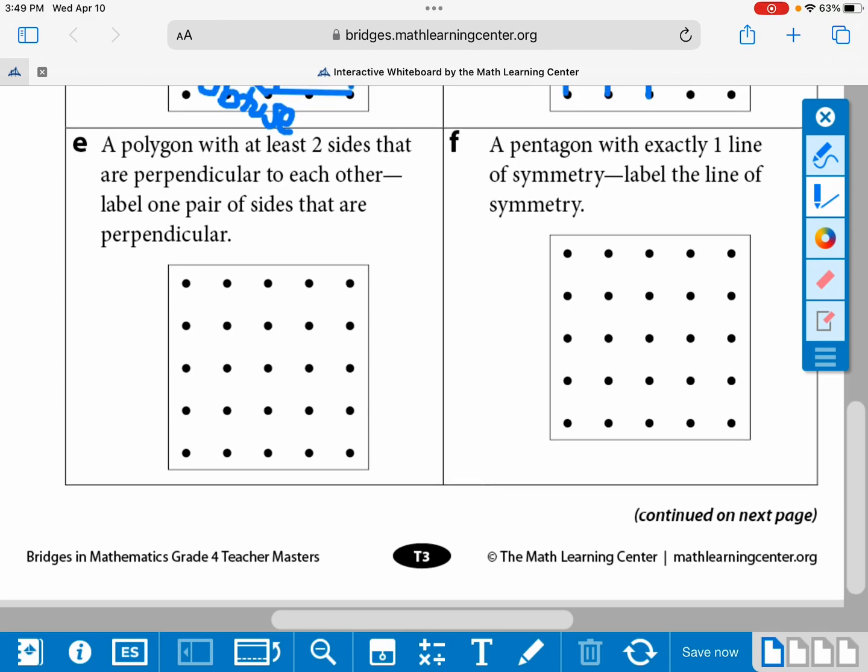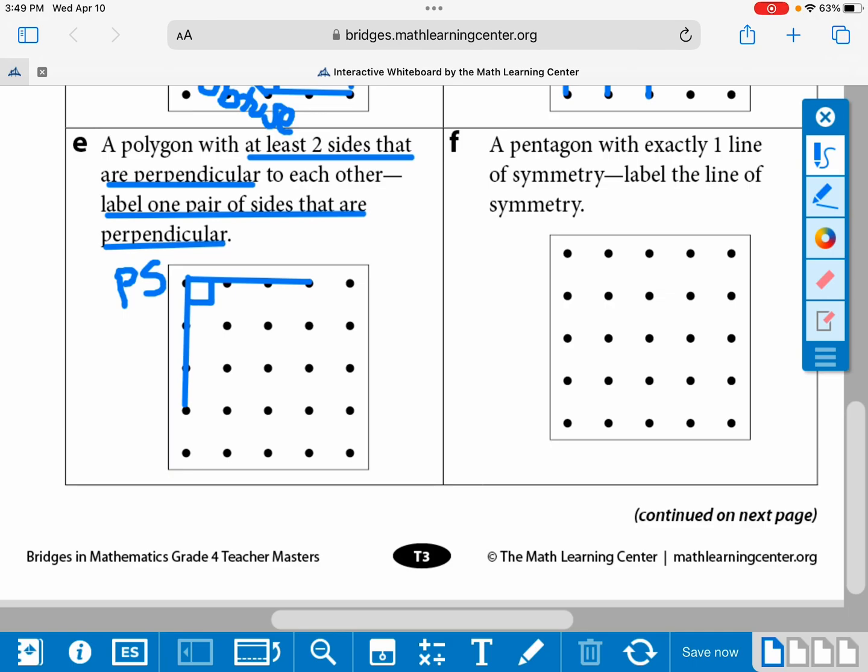Here we need a polygon with at least 2 sides that are perpendicular to each other. And then we need to label 1 pair of sides that is perpendicular. So let's start with that. Perpendicular means that the sides are going to come together and form a 90-degree angle. So we can put perpendicular sides, PS.